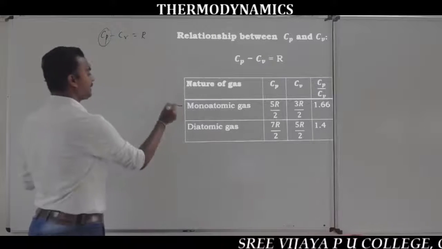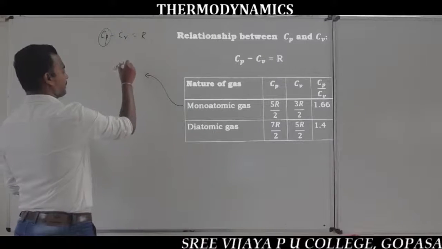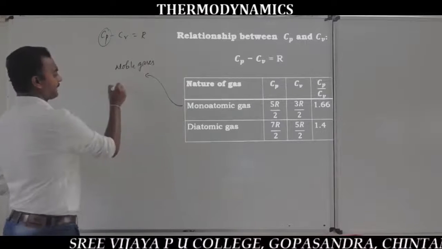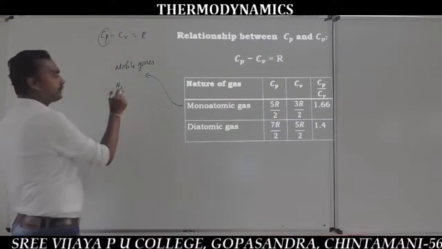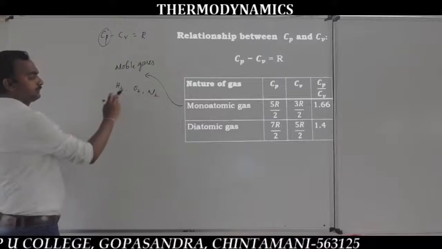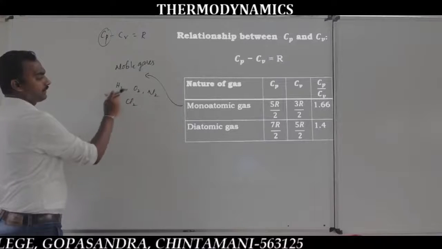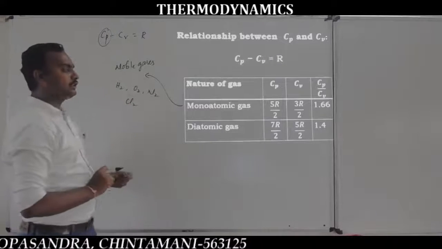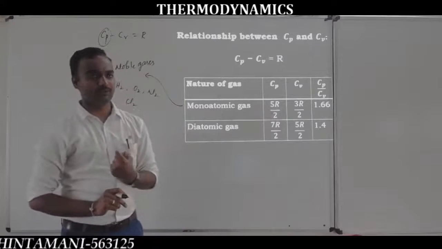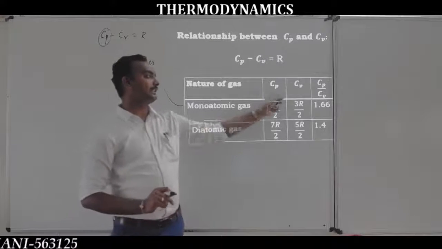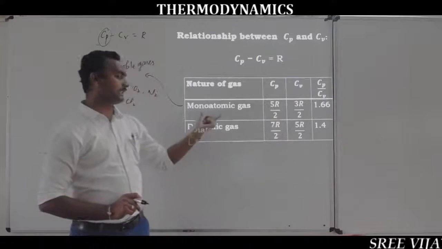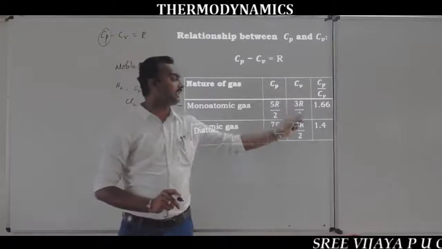In monoatomic gases, the best examples are noble gases. Diatomic gases, for example hydrogen, consist of 2 hydrogen atoms; oxygen, nitrogen, chlorine gas, these are all diatomic gases. So degrees of freedom come in. We calculate the degrees of freedom, and with that we calculate CP. So CP is 5R divided by 2 for diatomic gas, and CP is 5R divided by 2 for monatomic gas, CV is 3R divided by 2.